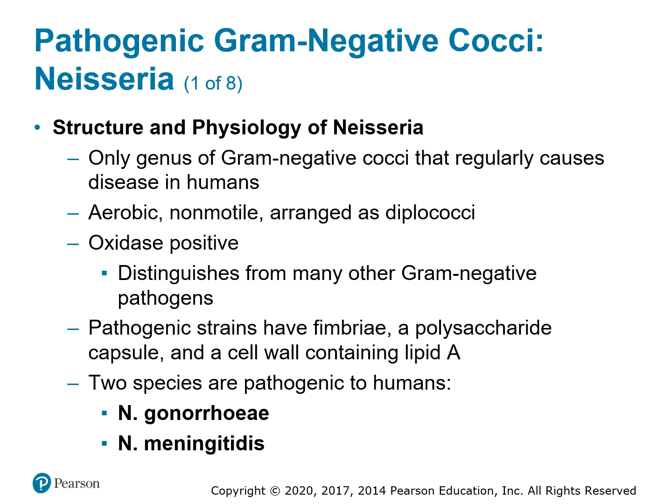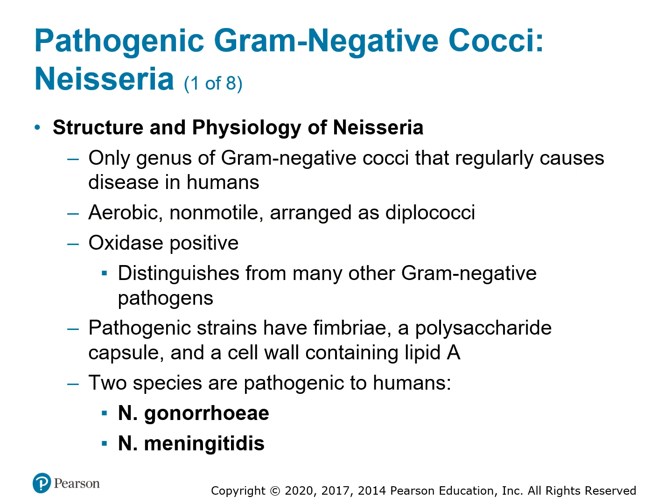All right, we'll start our discussion with looking at the gram-negative Cocci, specifically looking at Neisseria. So this is the only genus of gram-negative Cocci that regularly causes diseases in humans. These are aerobic, so they like oxygen. They're non-motile, so they don't have flagella or cilia or any of those things, and they tend to be arranged two together. So we call it diplococci.